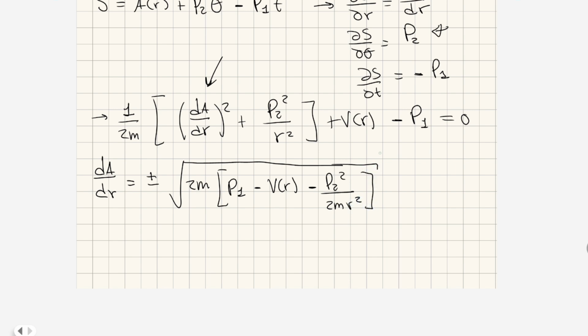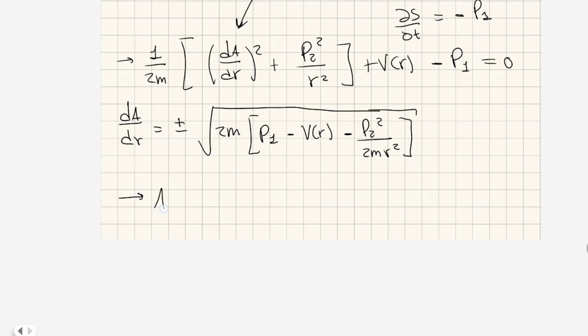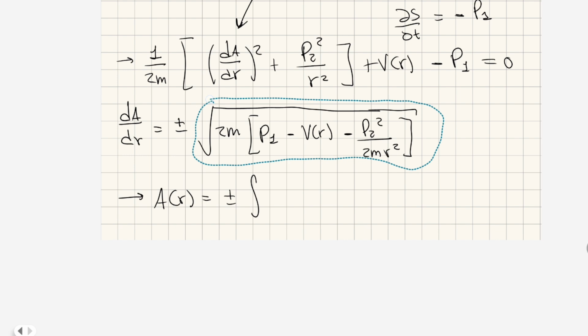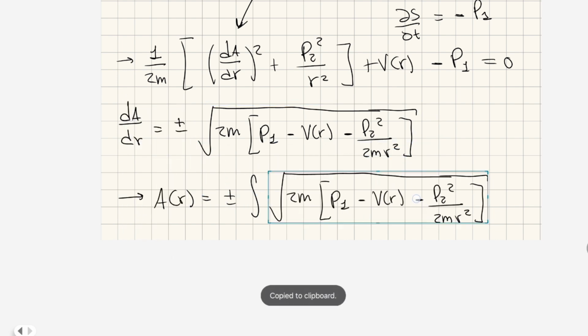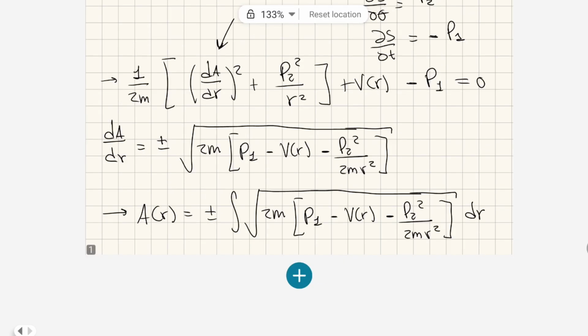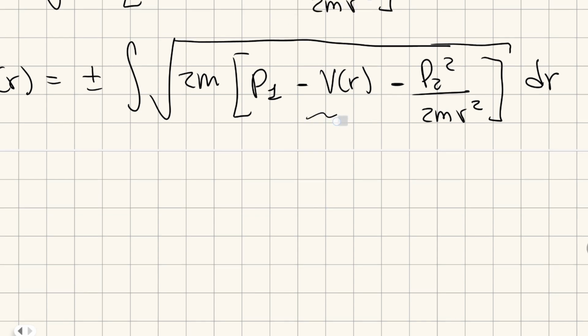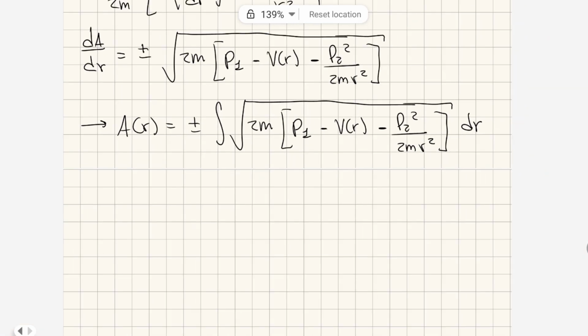Okay, this is the derivative of a with respect to r, and this leads us to the function a of r that is going to be equivalent to plus minus the integral of all these terms that we have here, with respect to r. Perfect. So it is very obvious that we cannot solve this integral because we do not know the mathematical expression that represents this b of r. So we're just going to express the solution in terms of this integral.